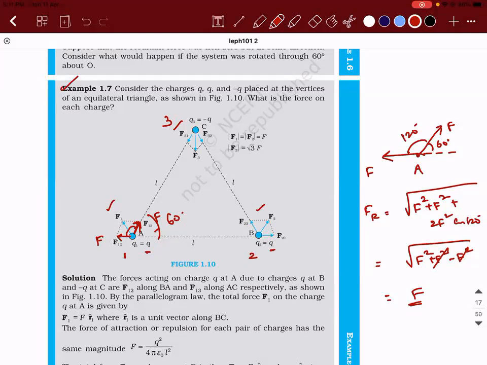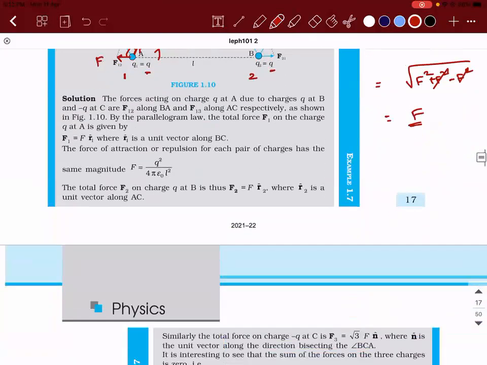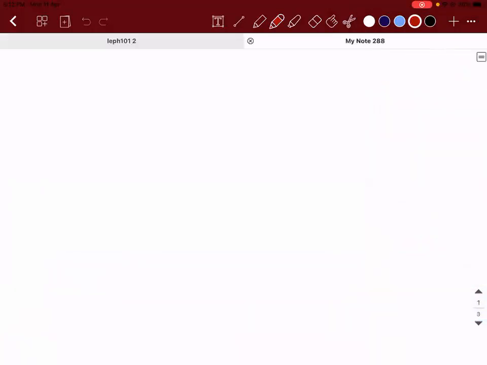Done? See, what about the force experienced by the charge at B due to the charges at A and C? Let's think of this fact. Let me take a separate page. A, B, and C. Correct? So what is the charge at point A? Q. Charge at point B, Q. Charge at point C, minus Q.